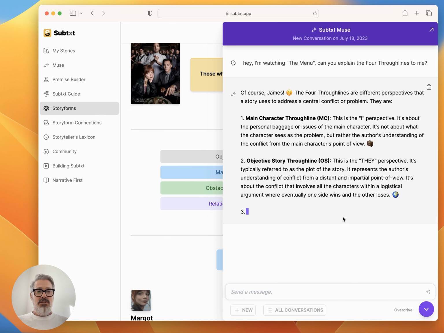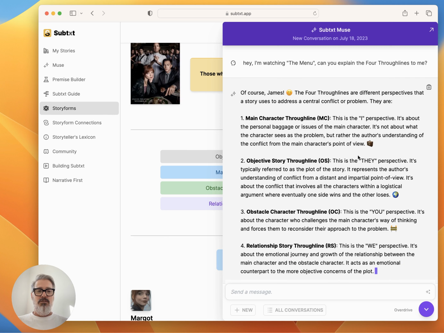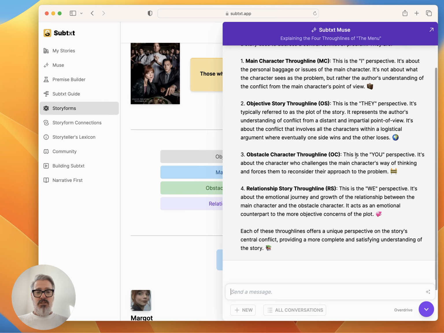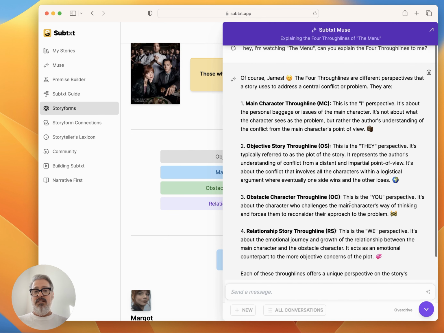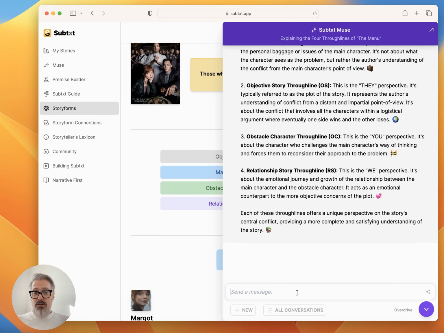So it's actually starting out and telling what each throughline is about. So you got the main character throughline, which is the I perspective, the objective story throughline, which is the they perspective, obstacle character is the you perspective, and the relationship story is the we perspective. And the idea is that these 4 throughlines tell a complete story. So maybe you already know that. I already know that. How do they show up in The Menu?